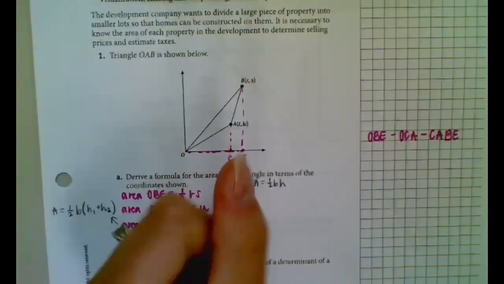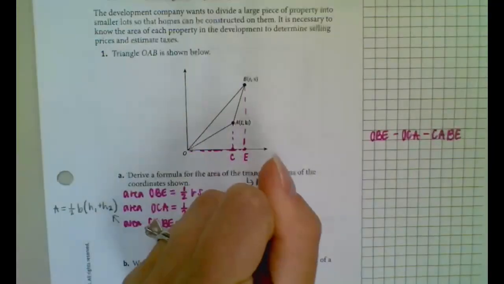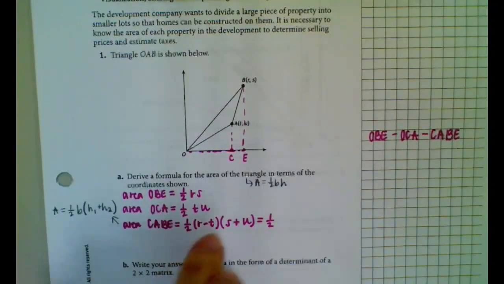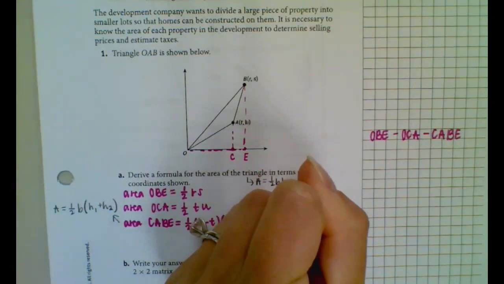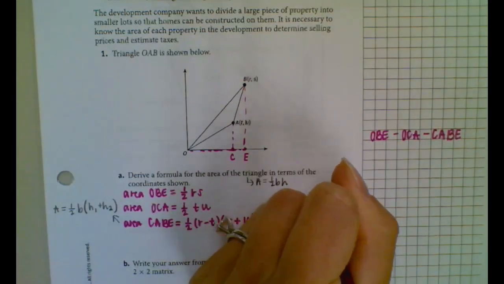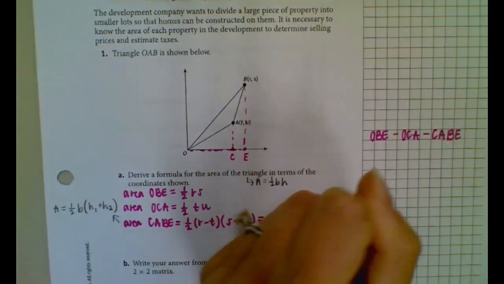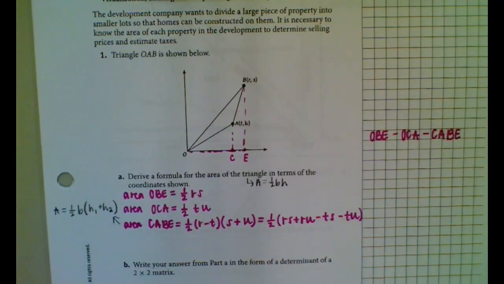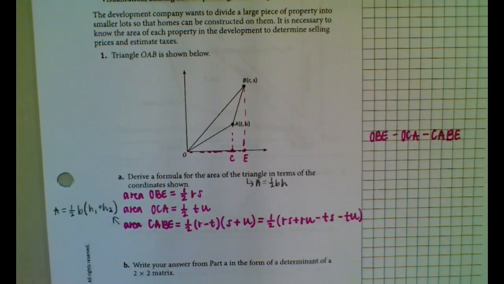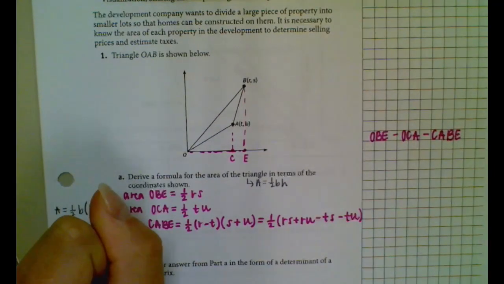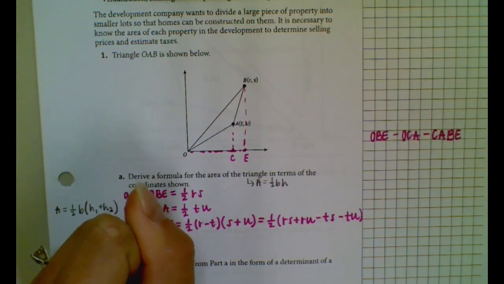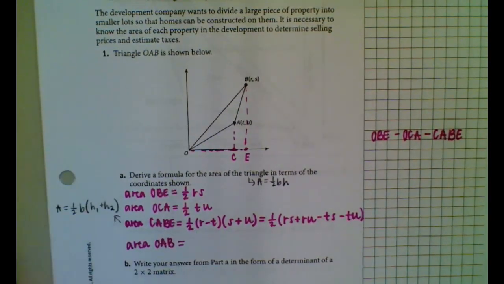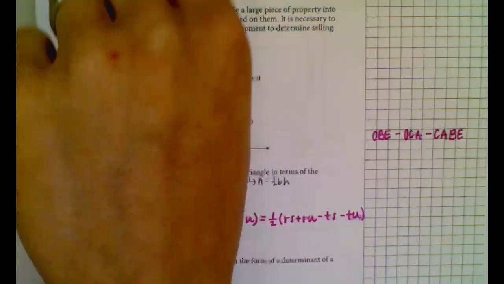Then if I FOIL these two binomials out, I get 1/2 times RS plus RU minus TS minus TU. Now, to find the actual area of triangle OAB, I'm going to do this math off to the side.